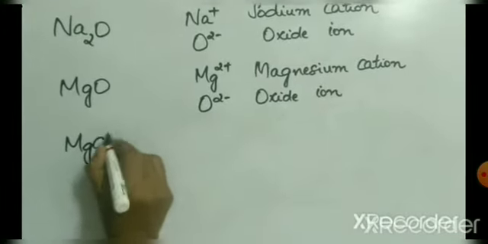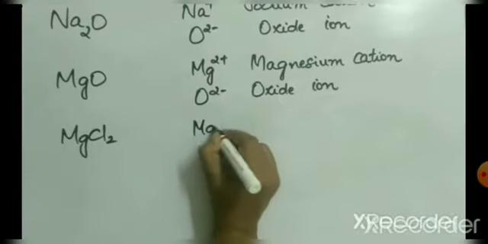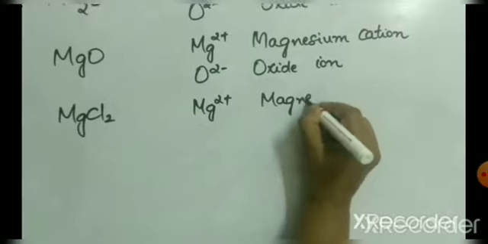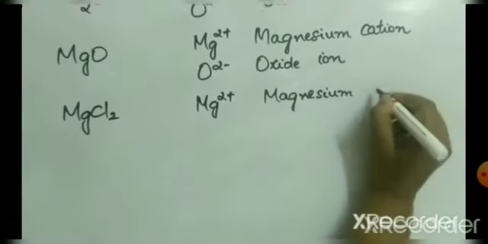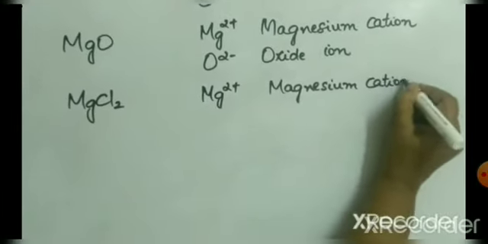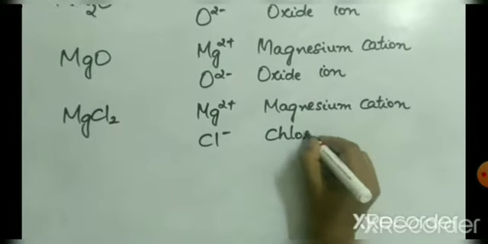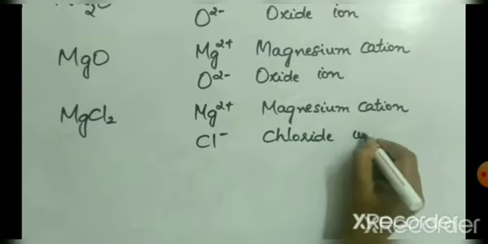Now consider magnesium chloride. In magnesium chloride, the ions present are magnesium cation Mg2+ and chloride ion Cl-.